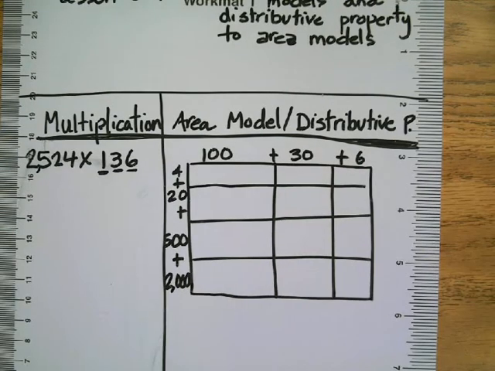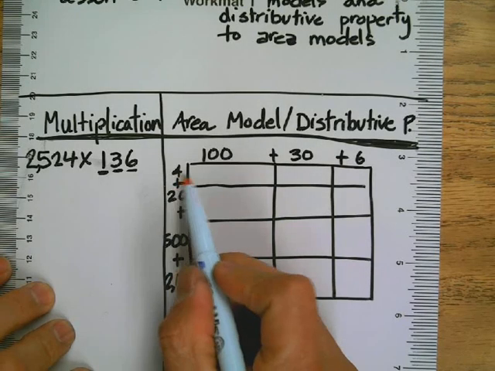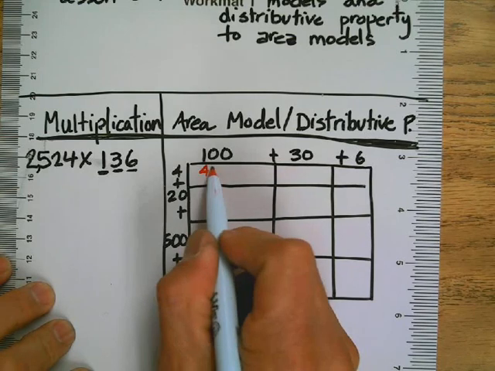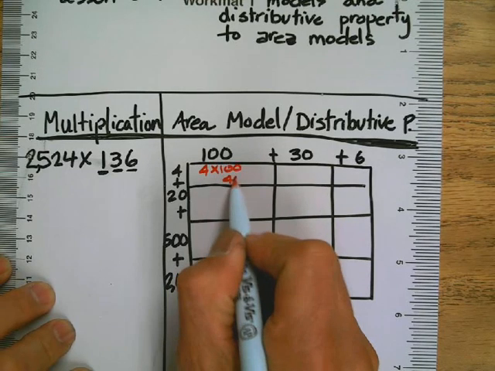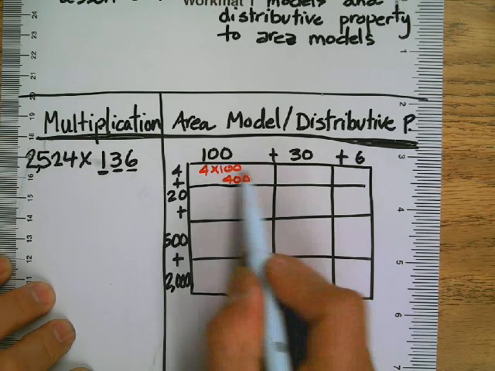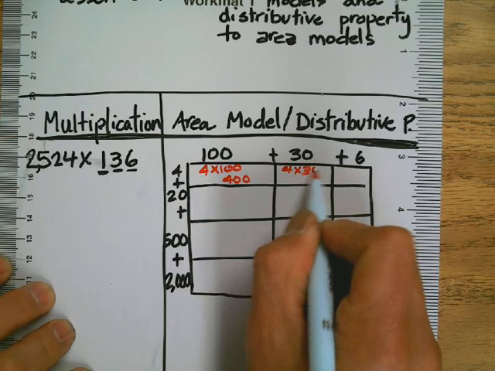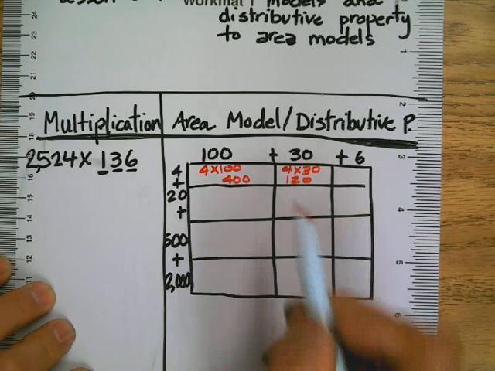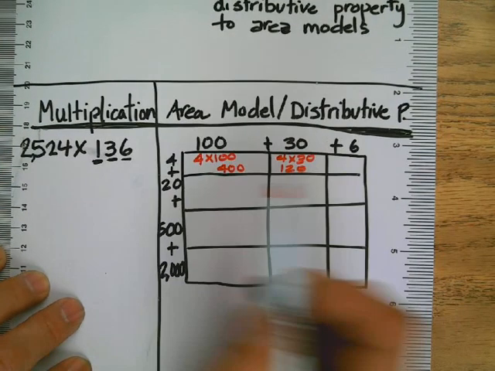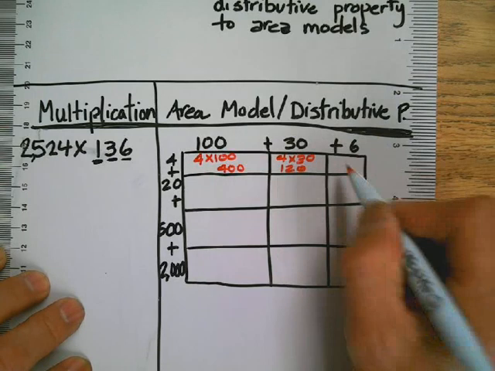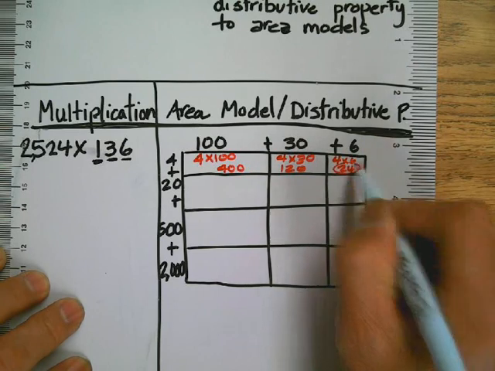So this multiplication here is gonna be 4 times 100, and the total will be 400. Then we're gonna move across to the 30, the 3 tens. So 4 times 3 tens equals 120. 4 times 3 equals 12, times the 10 that is represented by the 0, my friends. And we multiply 4 times 6 equals 24. So our answer here is 24, our answer here is 120, and the hundreds is 400.